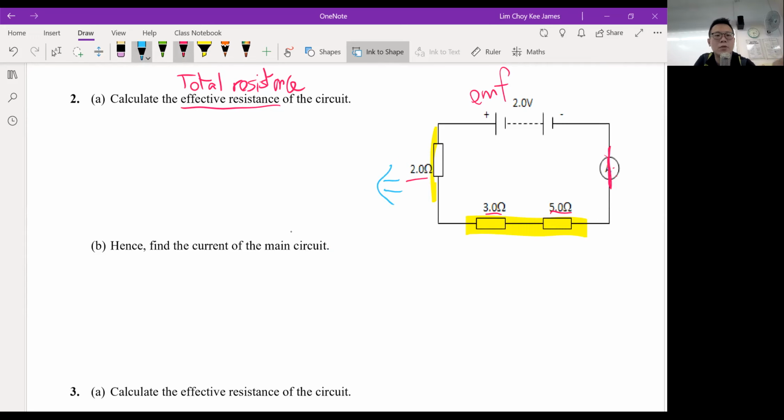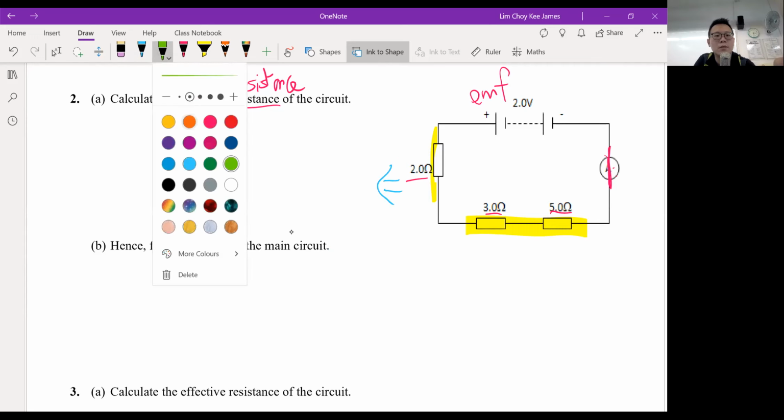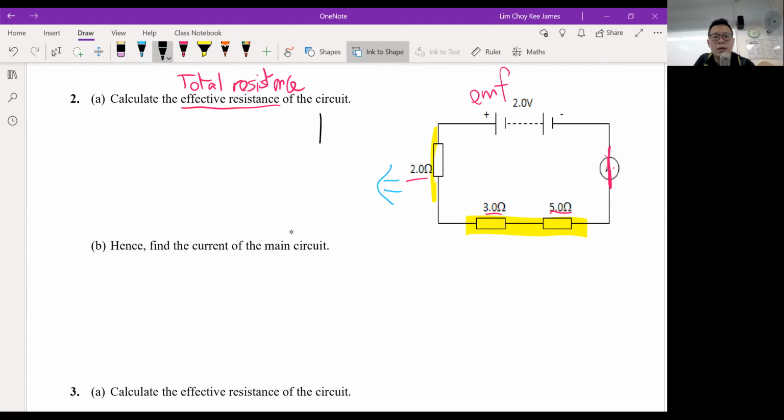Okay, let's do a redraw. Let me redraw the circuit. Let's say I have the battery here. So this will be my 5 ohm. This will be my 3 ohm.